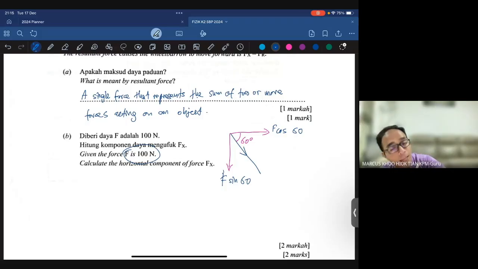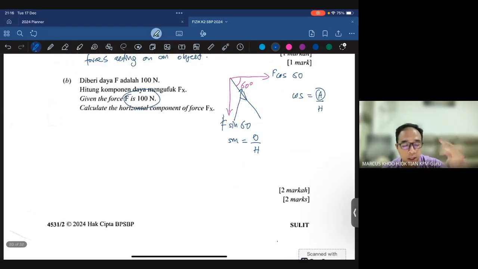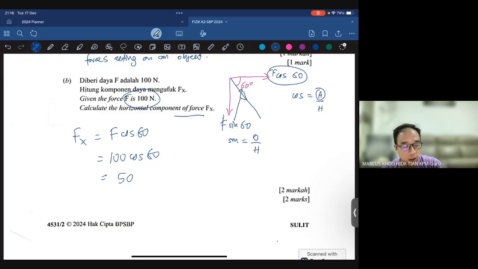Why? Because we learned last time that cos equals adjacent over hypotenuse. Adjacent means next to, so the line next to the angle is the cos. Whereas sine is opposite over hypotenuse. This one is opposite, so that's why this one is sine. Everything depends on where you put the angle. Sorry, I have no time to go into this, but anyway, the horizontal component is this. So Fx equals F cos 60. 100 cos 60 will give you 50 newtons.